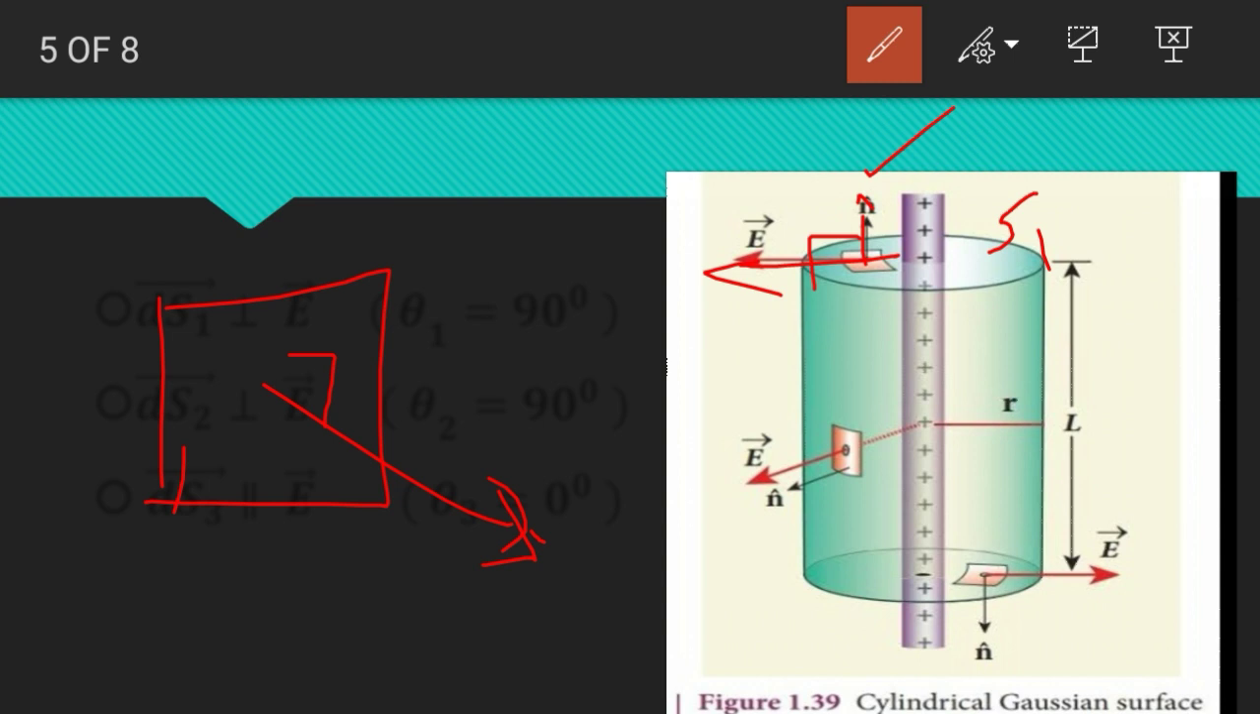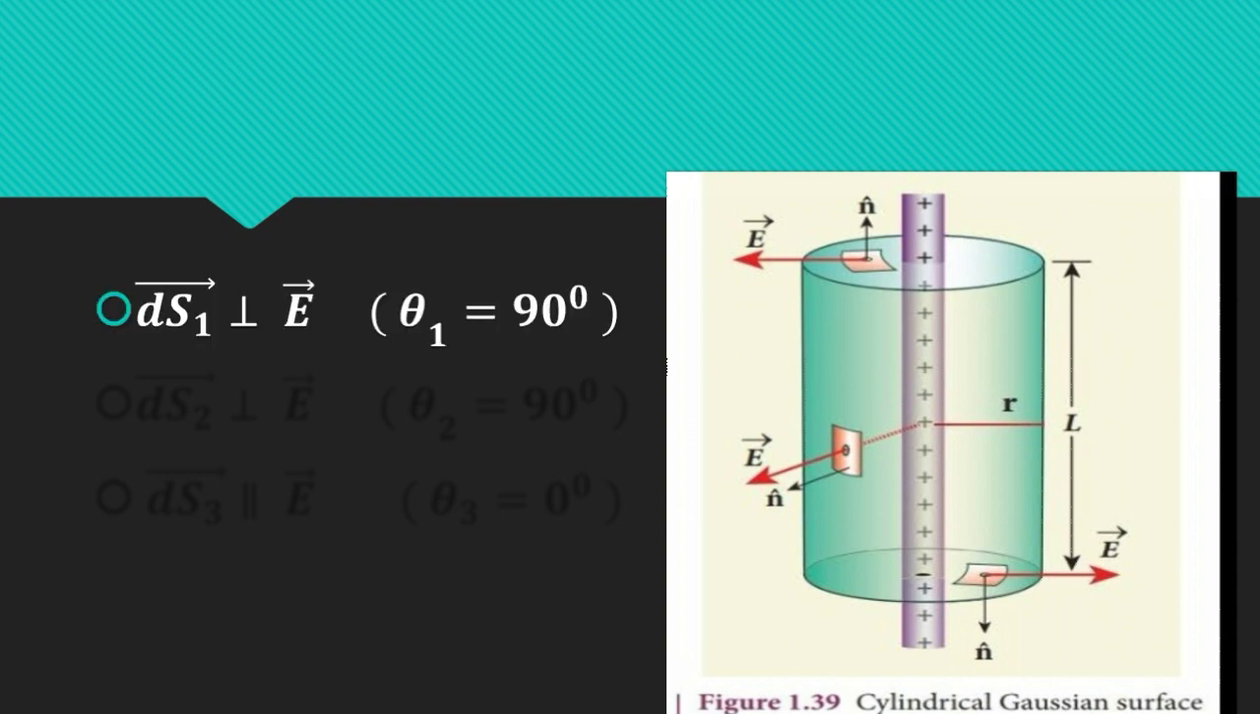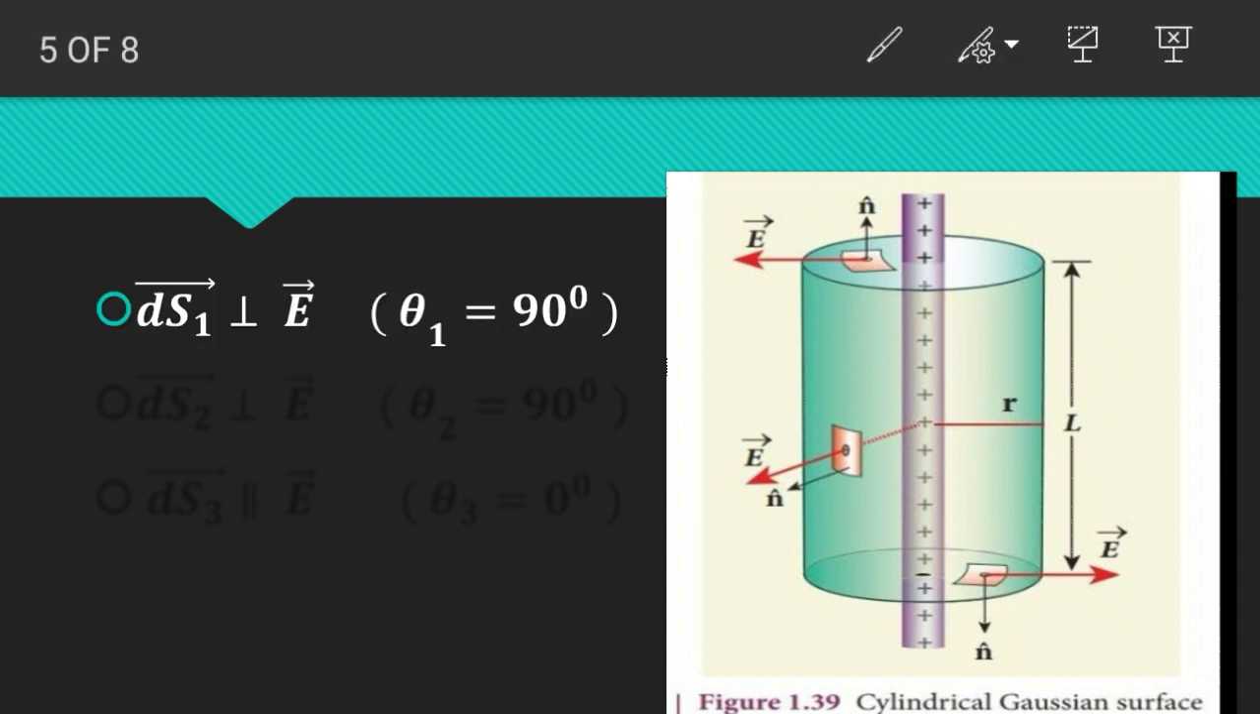So for S1, the direction is called, suppose, dS1. Take a small elemental area on the S1 plane and name that dS1. So the angle between dS1 and the electric vector, that is the direction of the lines of force or electric field, is 90 degree to each other. They are perpendicular to each other. So here dS1 and E are perpendicular to each other. That's why dS1 is perpendicular to E, and I name the angle between dS1 and E as theta 1, that is 90 degree, right?